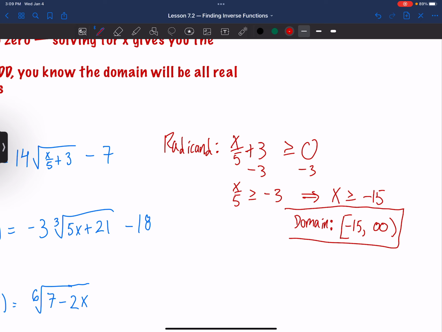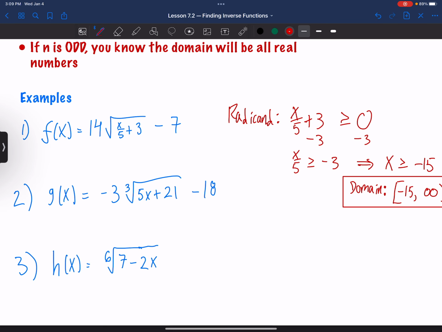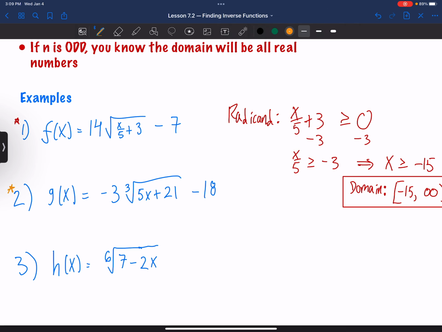And that is that. Done. Now I'll do a little star like that, and I'll switch colors so that it's very clear. Here's number 2. In number 2, g of x equals -3 times cube root, blah, blah, blah.